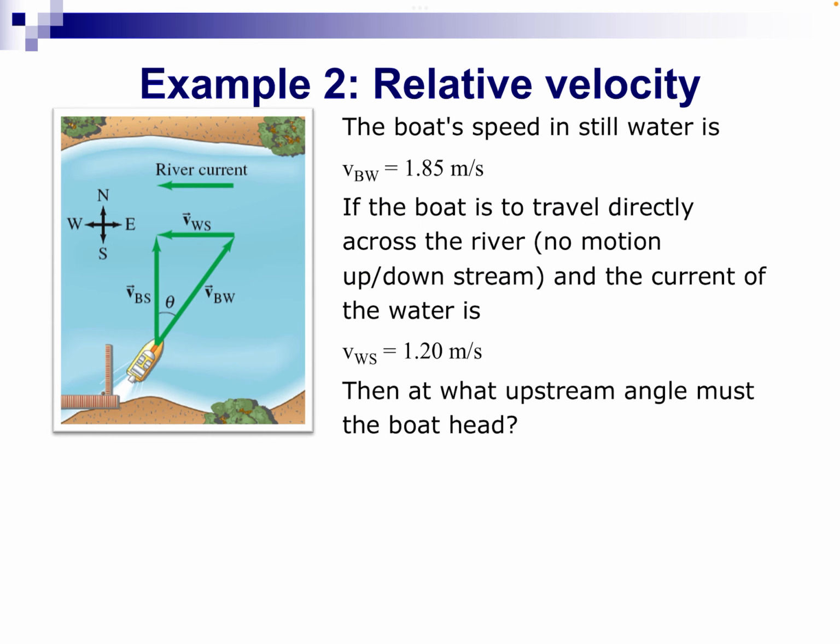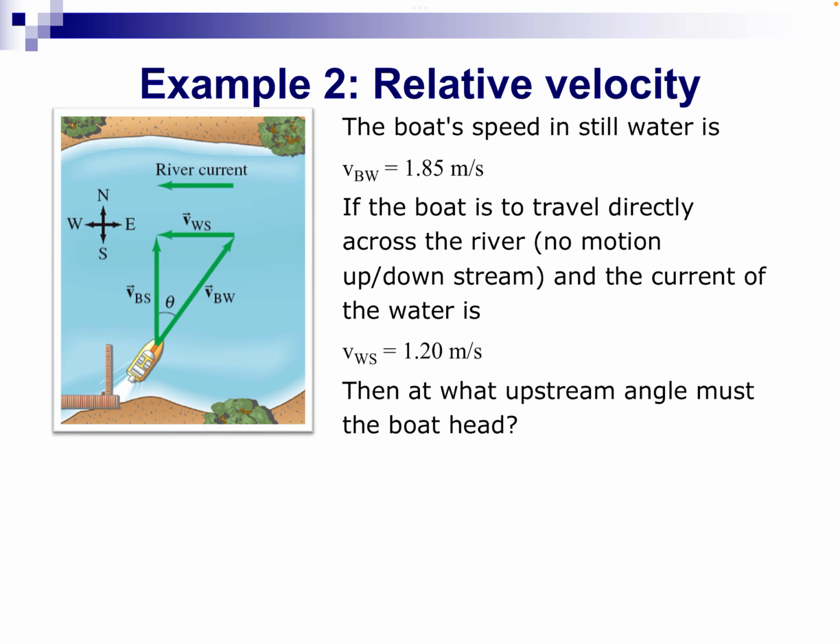Right, so here's an example with numerical values. If the boat's speed in still water is 1.85 meters per second, and if the boat is to travel directly across the river, just straight across with no motion up or downstream, and the current of the water is 1.2 meters per second, at what upstream angle must the boat head? In other words, the boat wants to travel straight across from one shore to the other shore of the river, but there is current in the river that's flowing at that speed of 1.2 meters per second. In this illustration, it's flowing to the west or to the left.